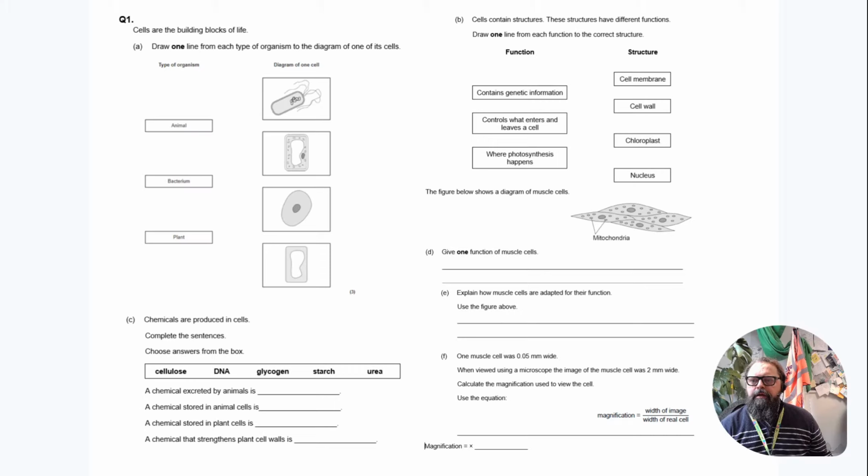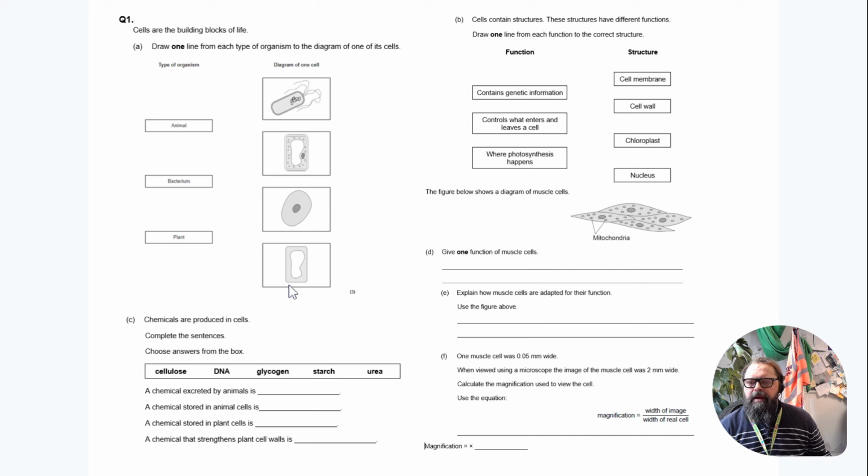Okay, looking at question 1A, it says draw one line from each type of organism to the diagram of one of its cells. So there's three names, so we're going to draw three lines, but there's four diagrams. So I would look at these and think which one of these is not an animal, a bacteria, or a plant cell. And I'm looking at the bottom diagram here and thinking that doesn't look like any of the cells I've drawn in class. Next step is to decide.